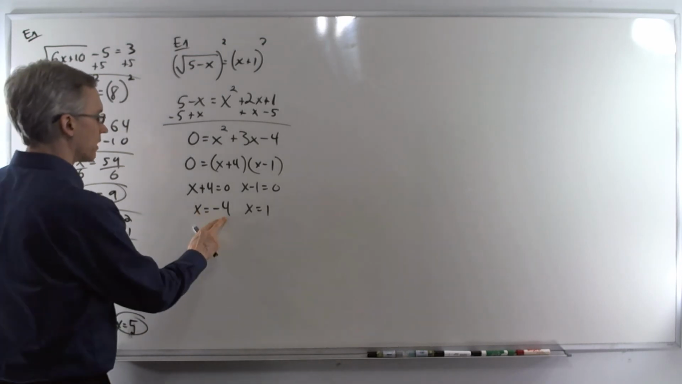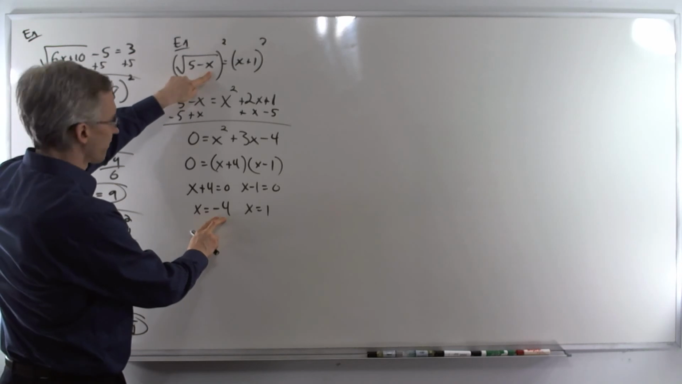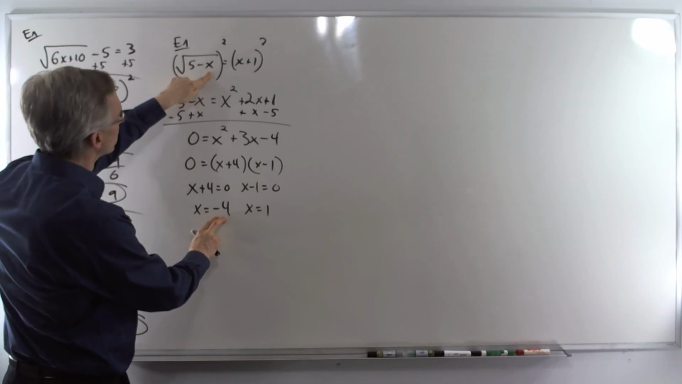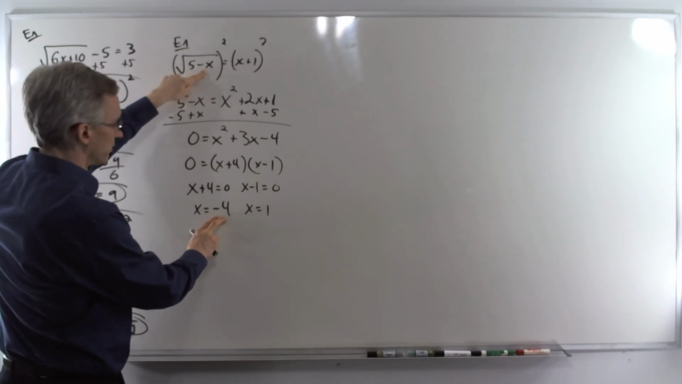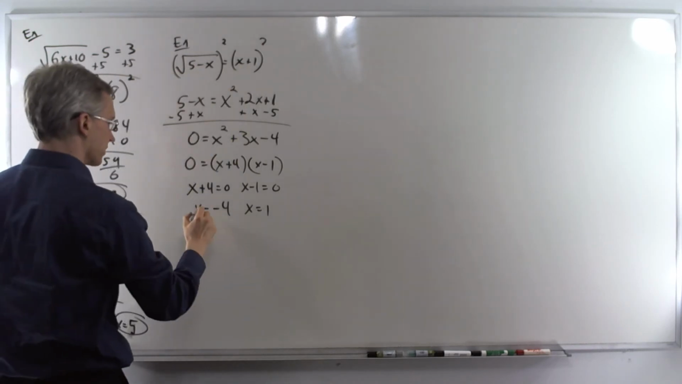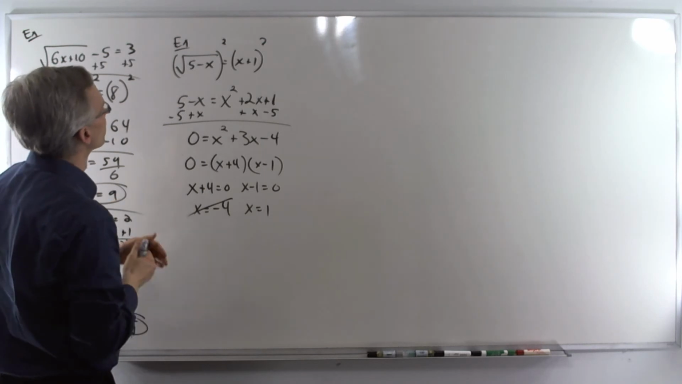So let's take negative 4, plug it in here. So that is 5 minus negative 4, which is the same as 5 plus 4, which is 9. Square root of 9 is 3. Over here, negative 4 plus 1 is negative 3. So that does not work. That is extraneous.